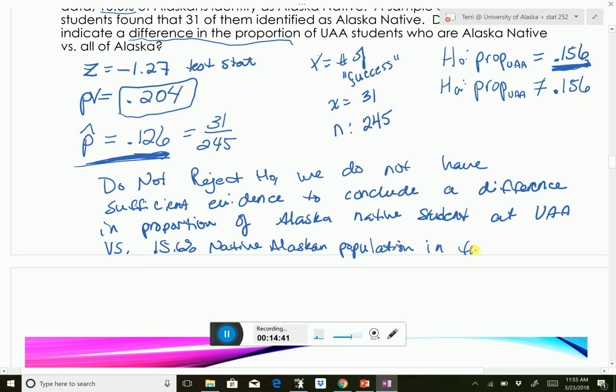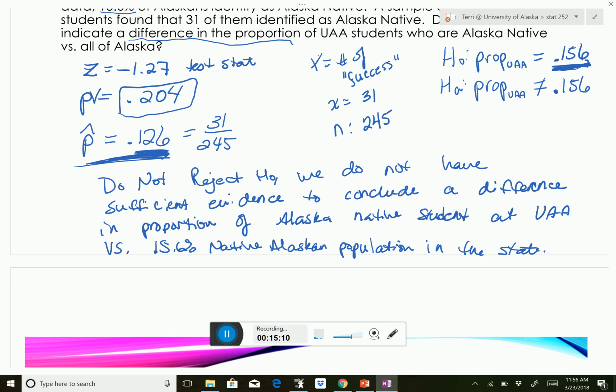In the state, I guess is a good way to say that. Okay. So, we do not have enough evidence. We do not have sufficient evidence to conclude a difference in proportion of Alaska Native students at UAA versus our 15.6% Native Alaskan population in the state. So, what they're saying is that 12.6%, that 3% difference could occur just by chance.